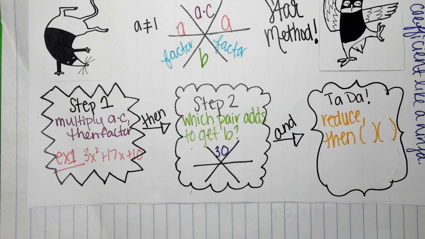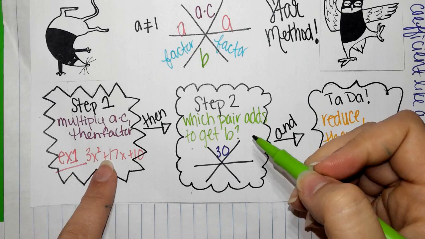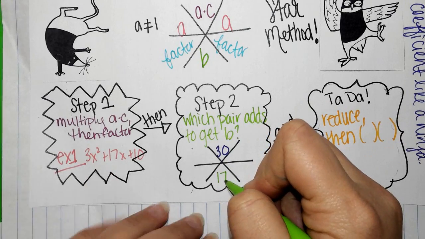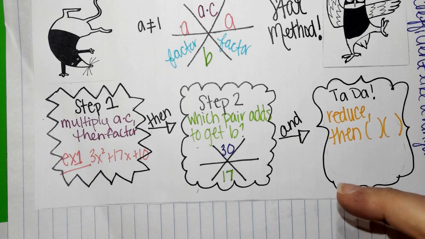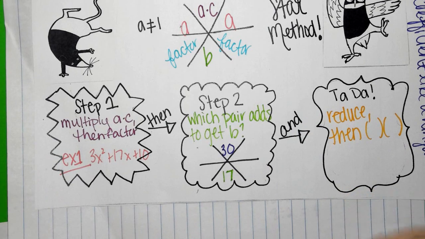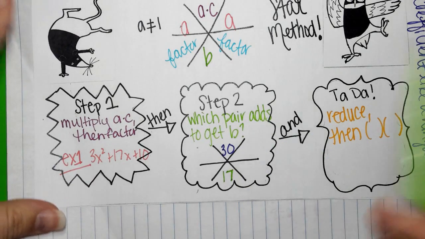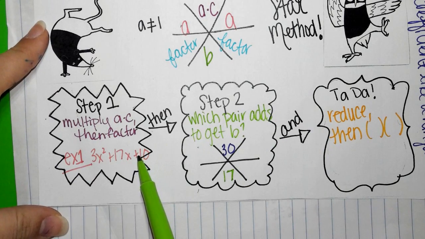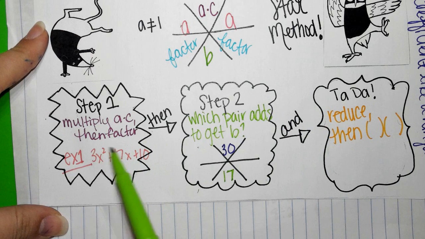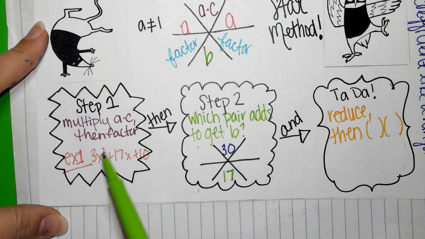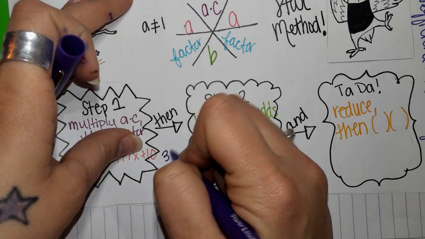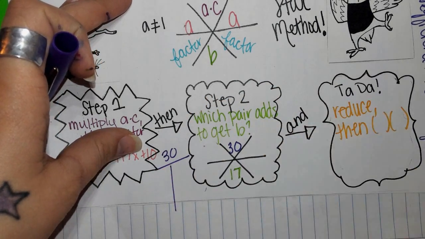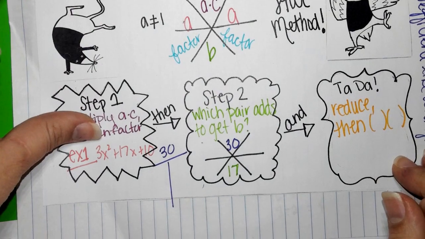Alright, then we put b on bottom. What's our b? 17. Now, we are still doing the same rules from last time with your signs and with the fact that you multiply to get c, add to get b. So, if c is positive, we look at b. All signs must match b. So, both of our factors are going to be what? Positive. Now, we need to list all the numbers that multiply to get 30, and we need to find one that adds to get 17. What do you think that would be?